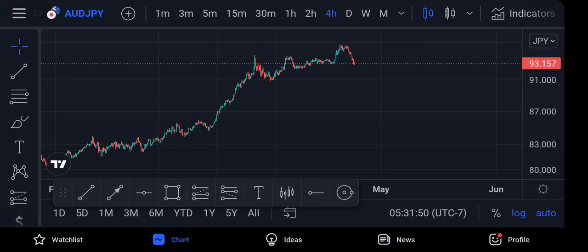For a beginner, this is just what you need to know about the time frames. You can also do your research if you feel like doing your research, but this is basically what the time frames are used for and how you can use them to your advantage.